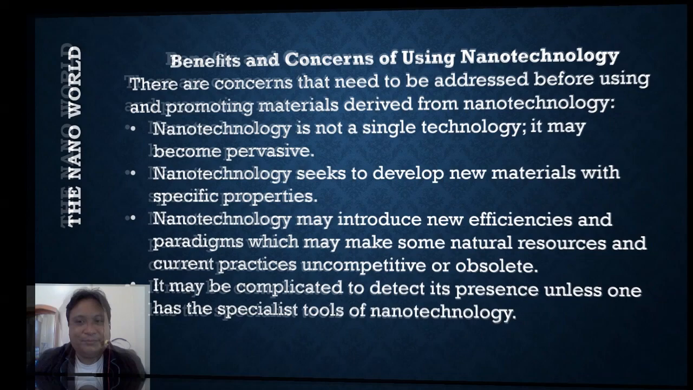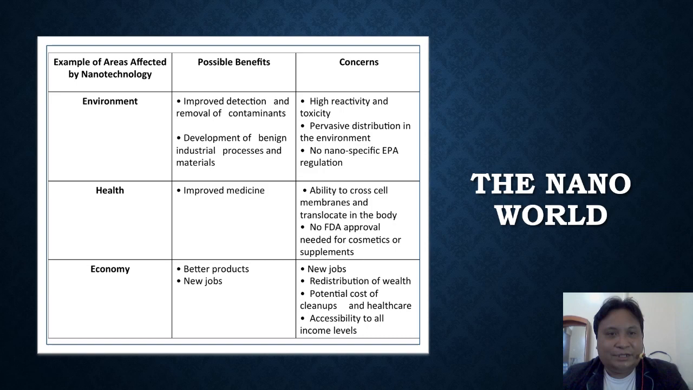Okay, so here are examples of areas affected by nanotechnology. What are the possible benefits and what are the possible concerns? For the environment, the possible benefits would likely be improved detection and removal of contaminants and the development of benign industrial processes and materials. For the cons, we consider the high reactivity and toxicity, pervasive distribution in the environment, and no nano-specific EPA regulation.